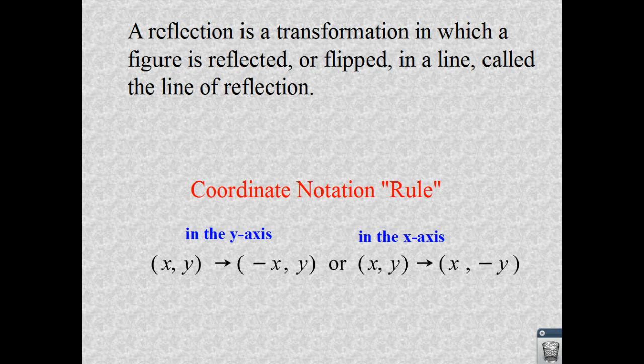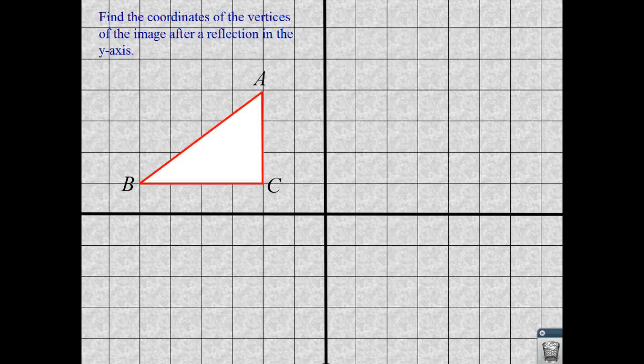And then you're going to see on the last problem I have set up for you that you can actually change that line of reflection. Instead of being an axis, we can move it along to one of the other grid lines, and we'll see that in a few minutes. Okay, first one, find the coordinates of the vertices of the image after a reflection in the y-axis. That means we're going to take this triangle and flip it over the y-axis. So I'll label that axis as being the vertical line.